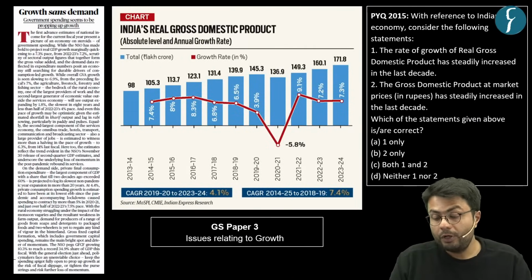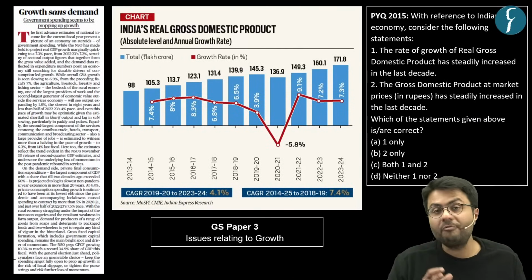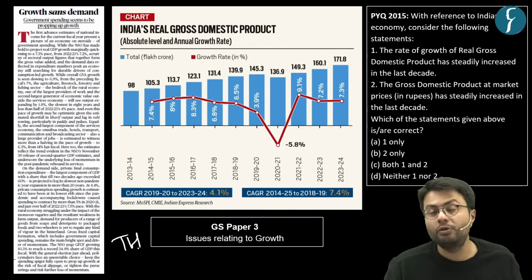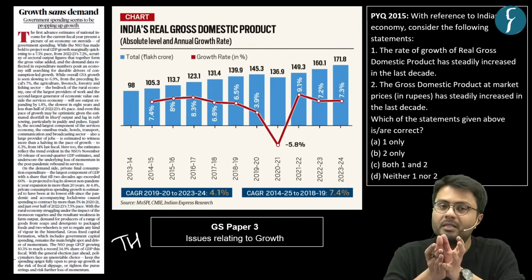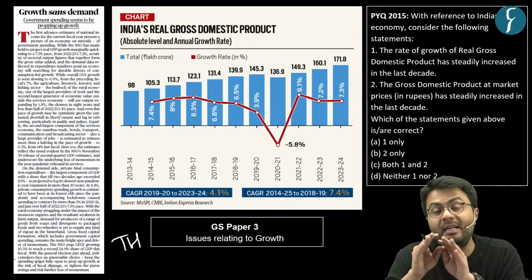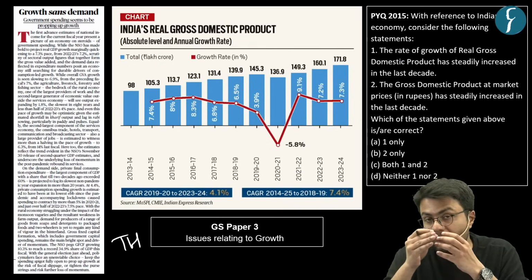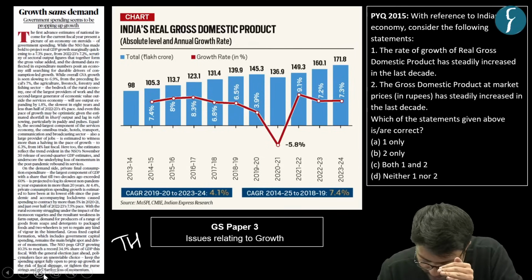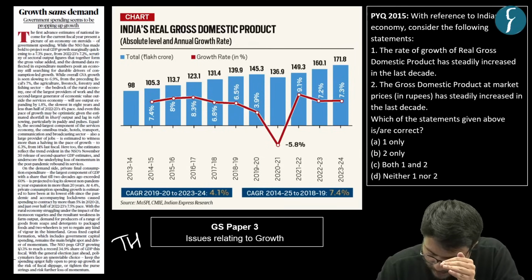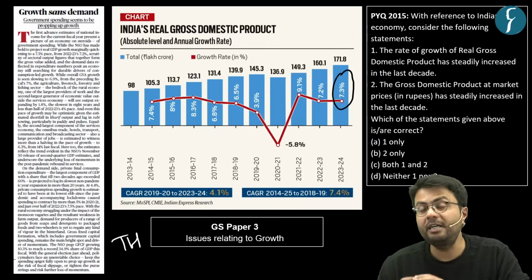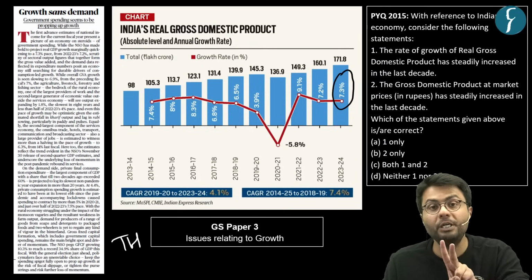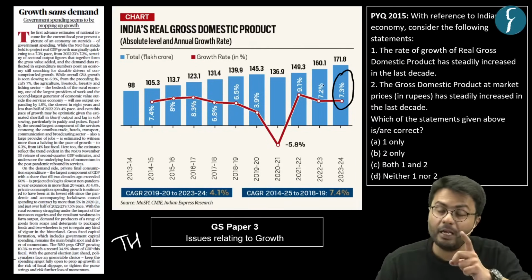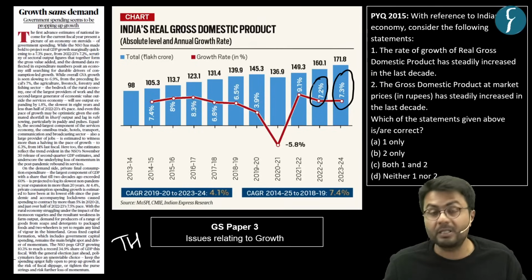Now let us move to the next article of the day, and I will summarize this particular editorial which appeared in The Hindu newspaper. Now this particular editorial highlighted that the Indian economy, as per the first advance estimate, has grown by 7.3% in the current fiscal year. Now this particular growth is an improvement from last year, where the Indian economy grew by 7.2%.